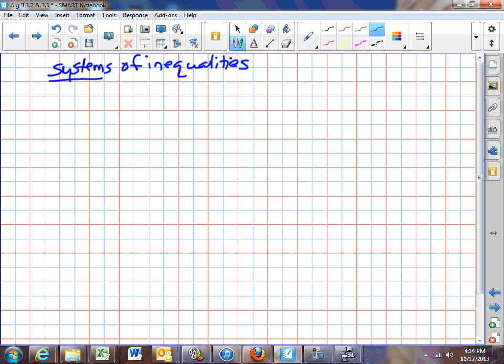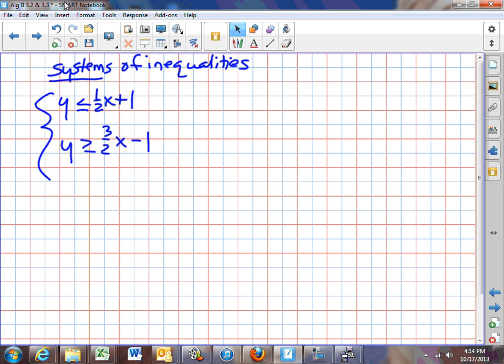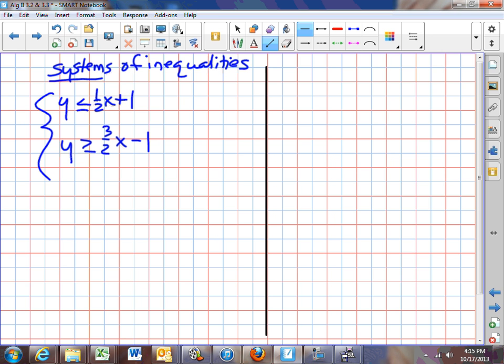Now, let's take a look at a fairly simple system. Let's say we have y is less than or equal to 1/2 x plus 1, and with that we're also going to have y is greater than or equal to 3/2 x minus 1. And we want to find the solution to this system of linear inequalities. The first thing that we're going to do is graph both of these inequalities on the same axis.